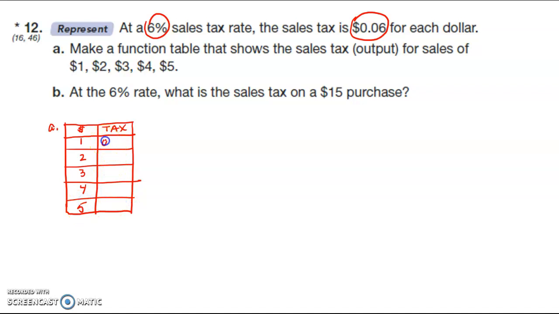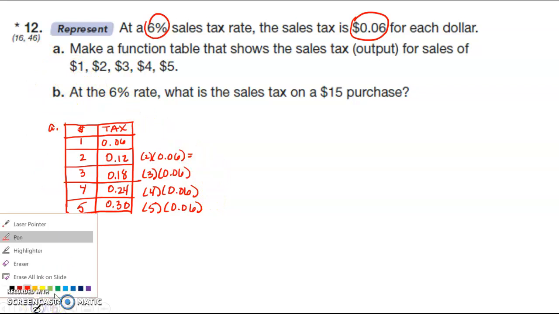Okay, so we know for $1 it's 0.06. For $2, it's going to be 2 times 0.06, which is 0.12. This is going to be 3 times, which is going to be 0.18, 4, which is 0.24, 5, which is 0.30. Okay. So we have A.